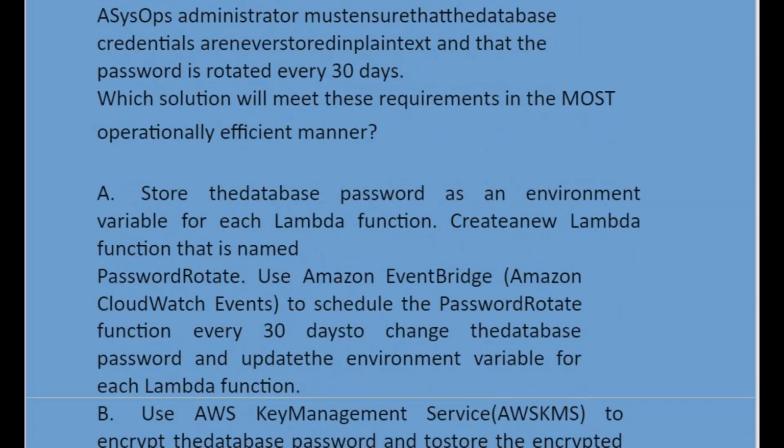Option A, store the database password as an environment variable for each Lambda function. Create a new Lambda function that is named password rotate. Use Amazon EventBridge, that is Amazon CloudWatch Events, to schedule the password rotate function every 30 days to change the database password and update the environment variable for each Lambda function.